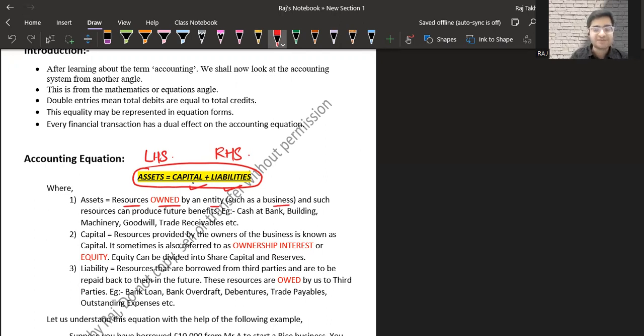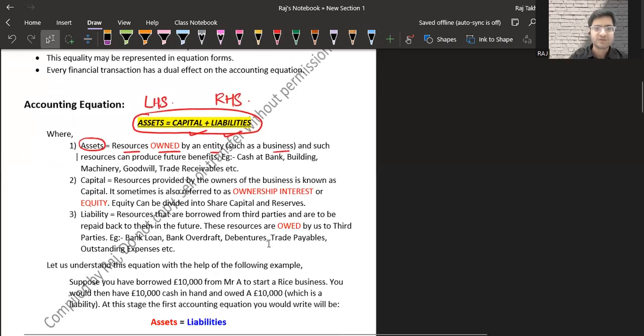So on the left hand side of the equation, we put assets, and on the right hand side, we try to equate it with a term which represents the owings of the business, or whatever obligations the business has to fulfill that are monetary in nature. So on the right hand side, the initial item that we have is capital. Capital are those resources which are provided by the owner. That is why sometimes they are also known as ownership interest in the business.